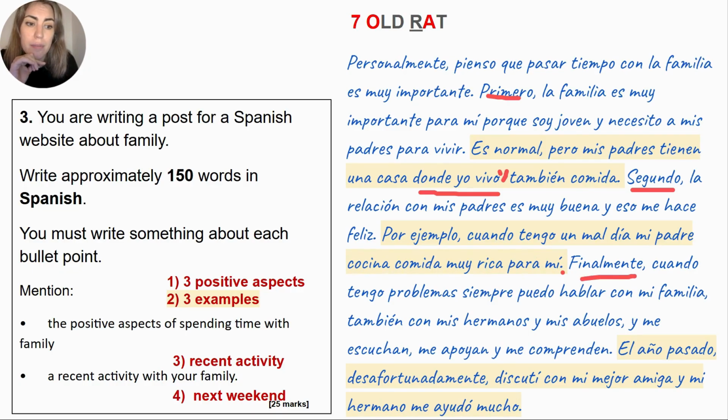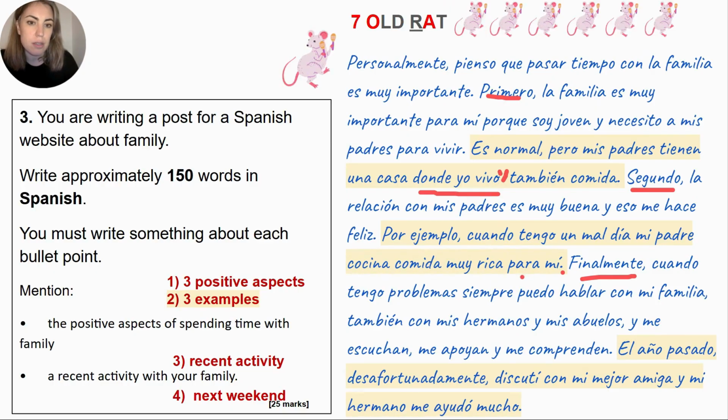And then finalmente, cuando tengo problemas, siempre puedo hablar con mi familia. When I have a problem or when I am in trouble, I can always talk to my family. También con mis hermanos y mis amigos. And then the example. El año pasado, desafortunadamente, so last year, unfortunately, discutí con mi mejor amiga. I had a fallout, or I argued. I had an argument with my best friend, y mi hermano me ayudó mucho, and my brother helped me a lot through that time. Okay, so you can see how there's an example for each of the positive aspects.